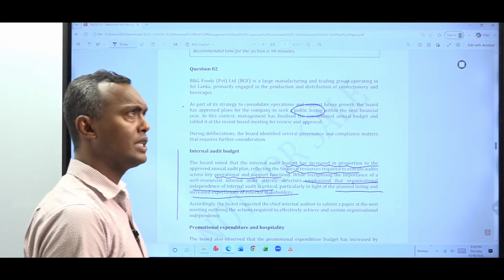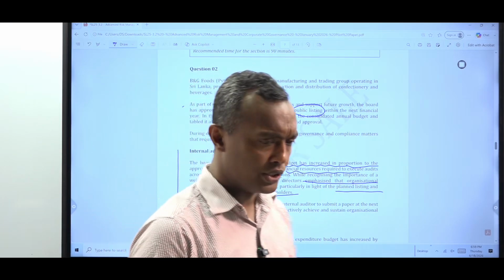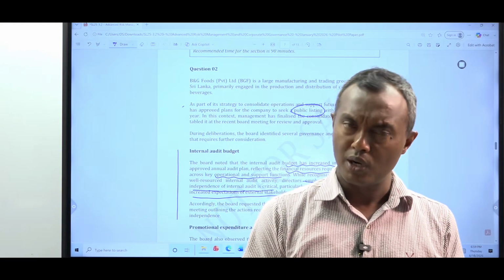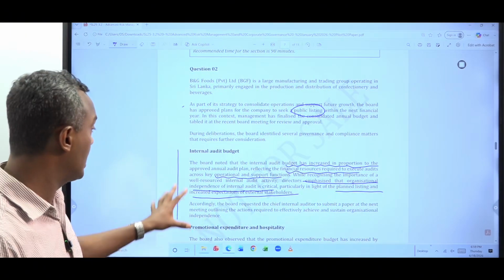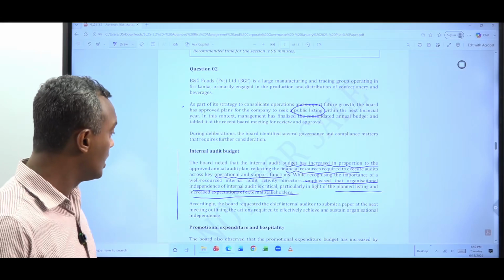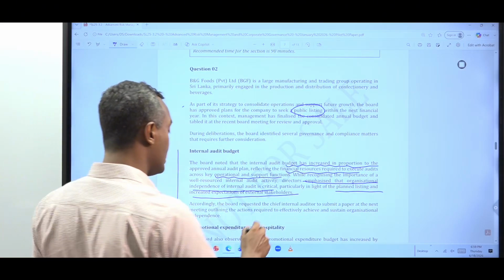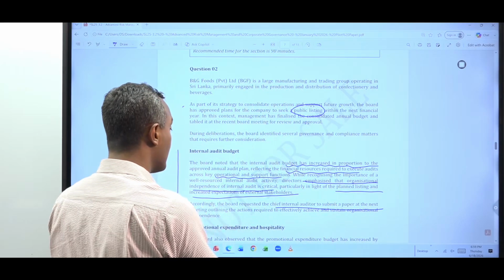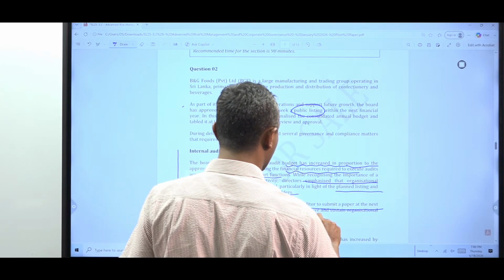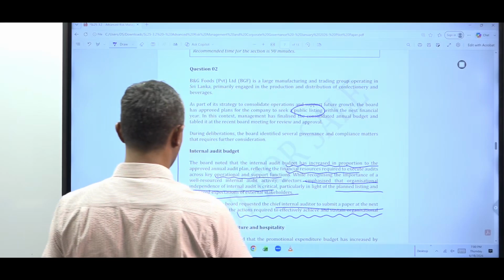So they are actually telling that they are looking at the internal auditor's budget. We need resources, but they also acknowledge that organizational independence of internal audit is important. Good. Accordingly, the board requested the chief internal auditor to submit a paper at the next meeting outlining the actions required to effectively achieve sustained organizational independence.